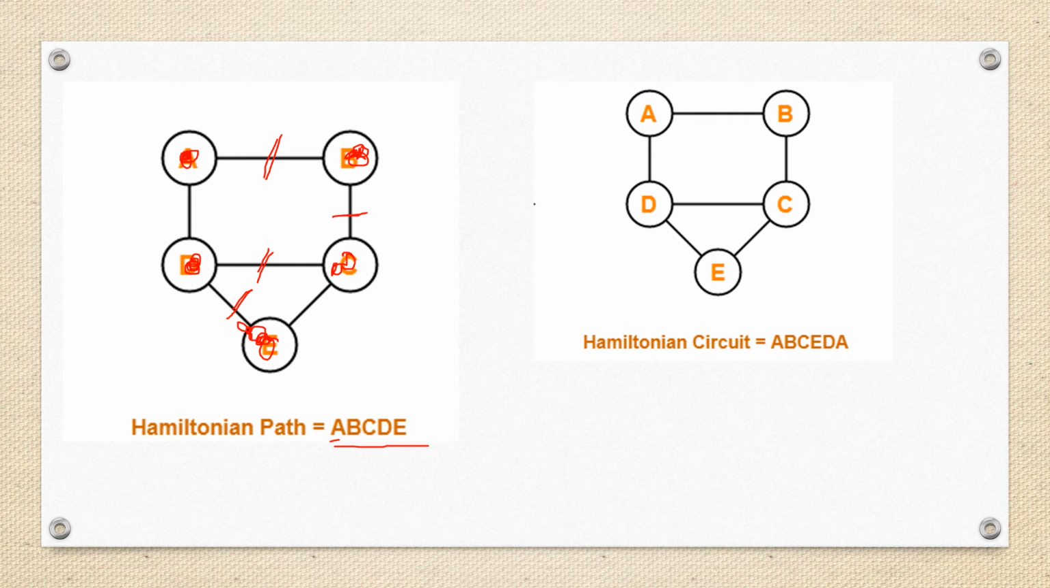Okay, and this one is an example of a Hamiltonian circuit. So we'll start at A. Then we'll go to B. Then we'll go to C. Then we'll go to E. Then we'll go to D, then we will go back to A. Ayan. So again, sa circuit, we have to go back to our starting vertex.